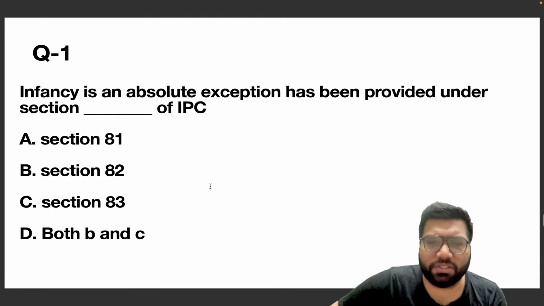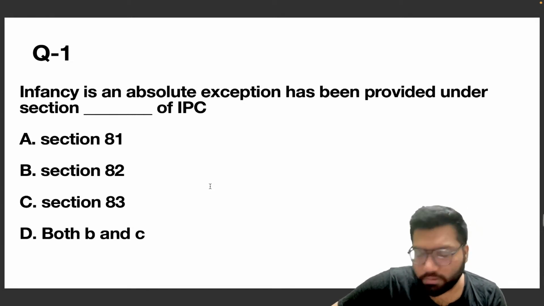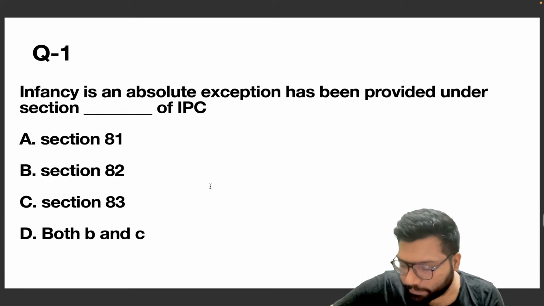Ayush, the current affairs session will take place only on Saturdays. So the upcoming Saturday, basically.